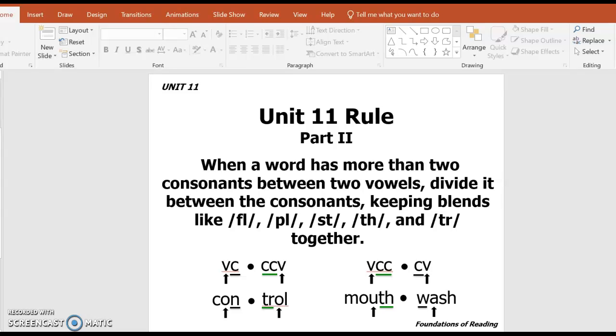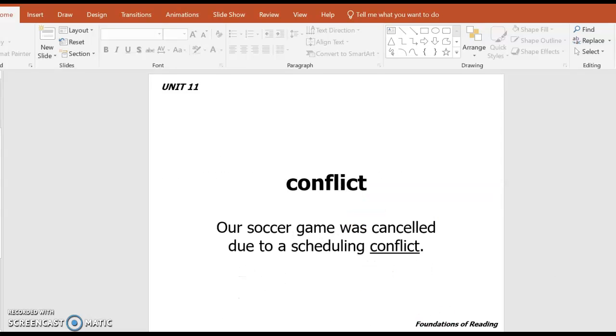Now here is part 2 of the rule for Unit 11. When a word has more than two consonants between two vowels, divide it between the consonants, keeping the blends like FL, PL, ST, TH, and TR together. So these sounds, TH, like th, if you would separate them, the sound would be different. So we need to keep those blends together.